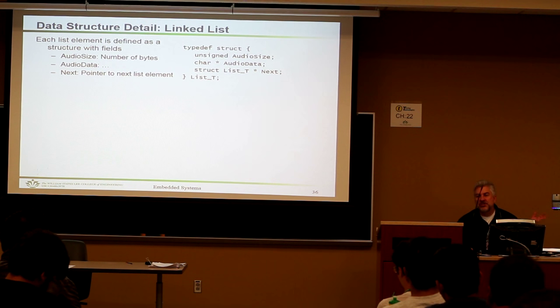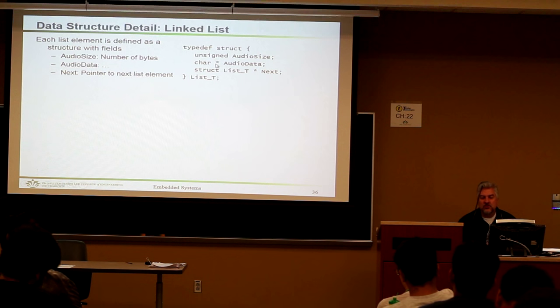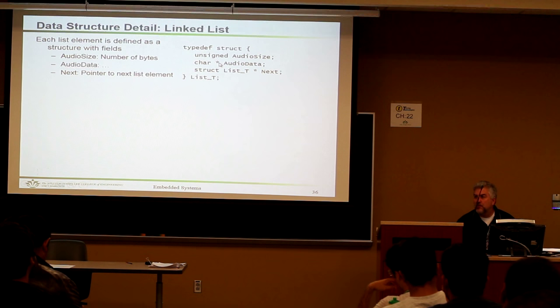2 to the 16th minus 1, which is 64K, 65,536, something like that, all right? A very big number, 64K. Then we're going to have a character pointer. So our data that we're actually recording is going to be byte by byte. And we have a star here because it's going to be a pointer.